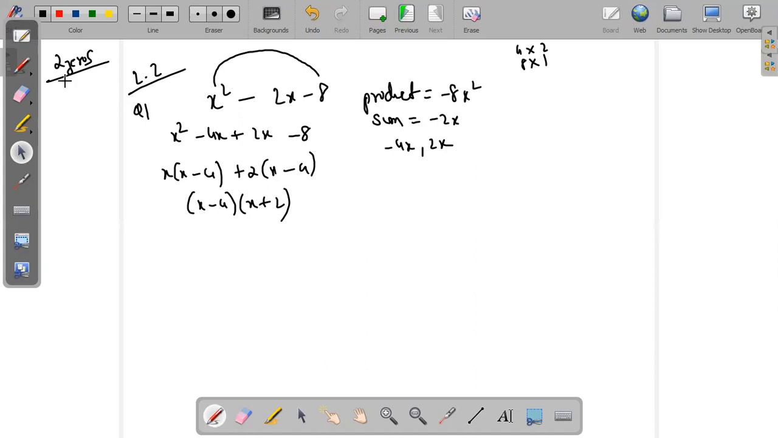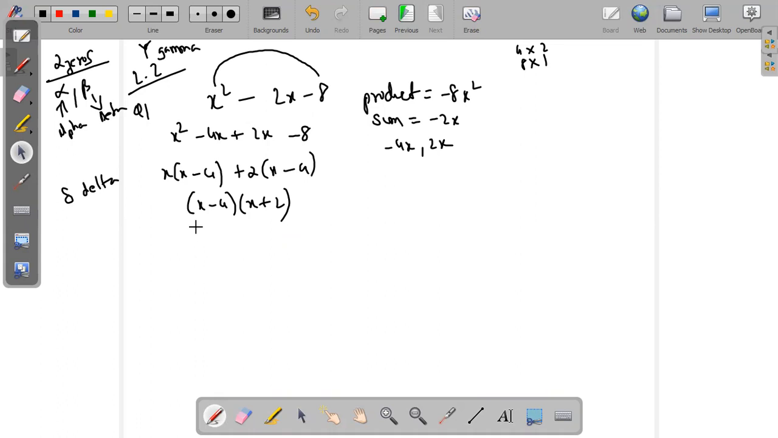Always two zeros, and these zeros are represented by the Greek alphabets alpha and beta. So this is alpha and this is beta, always represented by alpha beta. If there are three zeros, that is a cubic polynomial, the third is represented by gamma. Alpha, beta, gamma. And if there is a fourth zero, that is represented by delta. These are all Greek alphabets. So at the moment, we are not discussing gamma and delta. We are discussing alpha, beta, the two zeros.